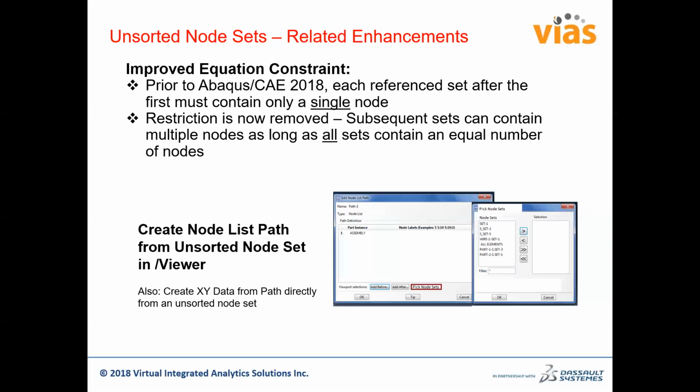So what we could not do prior to 2018 was that whenever we tried to create an equation, each reference set after the first could only contain a single node. So the first set could have multiple nodes, but every set after that could only contain a single node. And one reason was the nature of how the sets were created; those are not guaranteed sorted in a certain way, which we probably would require.